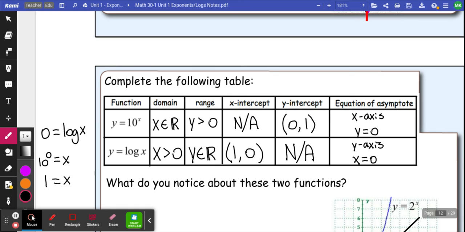Look at your equation of the asymptote. It was the axis, x-axis. Now it's the y-axis. It was y equals 0. Now it's x equals 0. It's flipped. Okay? And the reason it's flipped is because these are like inverses of each other, essentially, right? They're opposites of each other. Log and exponential form. They go back and forth into each other.